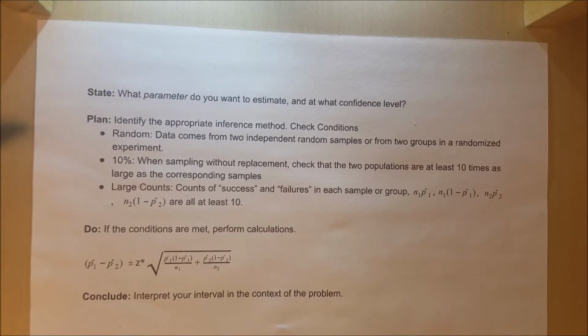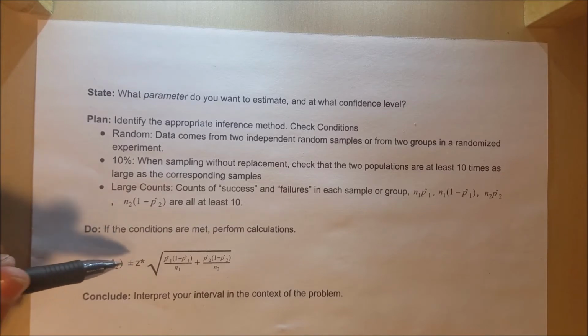For 10%, we just need to make sure that 2 populations are at least 10 times as large as the samples. And for large counts, we just need to make sure that the counts of success and failures in each sample or group are at least 10. So for the third step, we do the actual interval. And we just follow this equation.